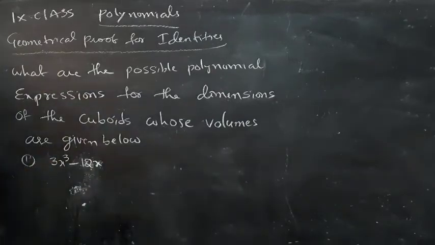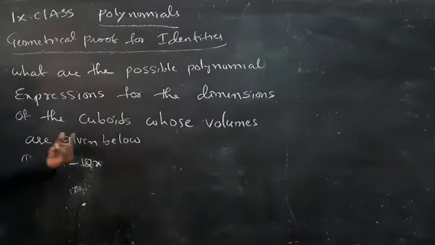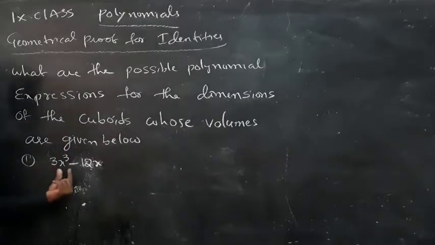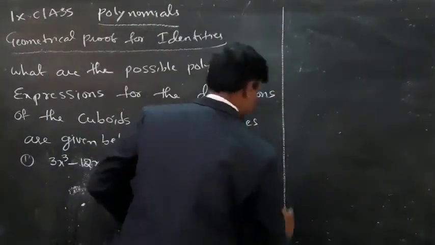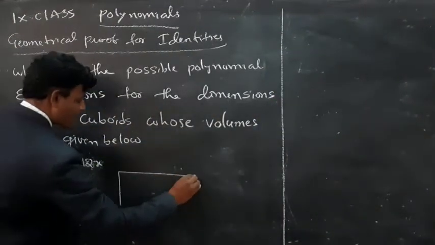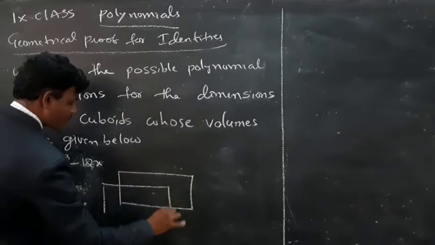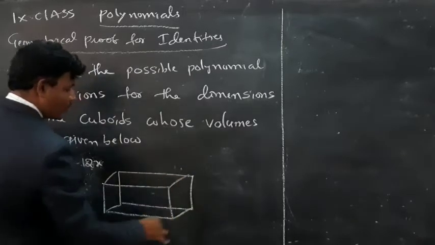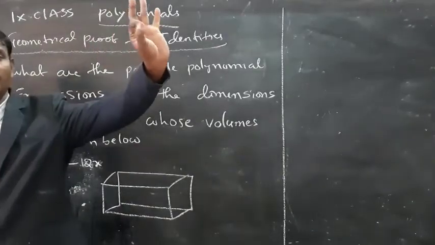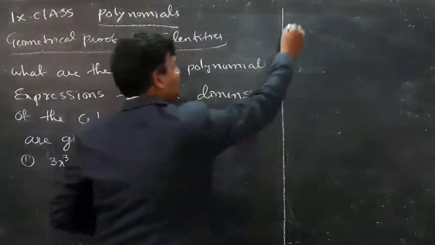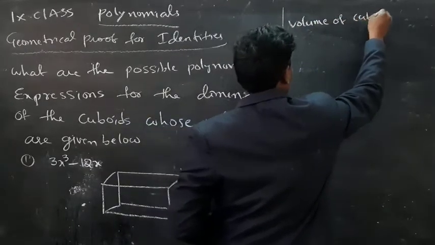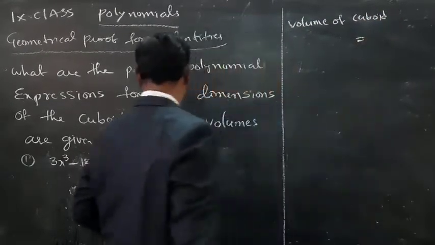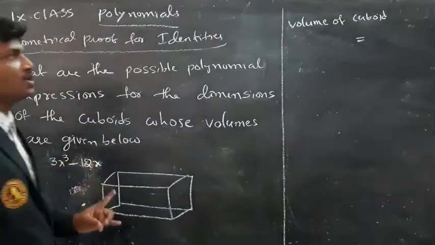Ninth question. What are the possible polynomial expressions for the dimensions of the cuboids whose volumes are given below? So here 3x cube minus 12x is the volume of the cuboid. A cuboid has 3 dimensions: length, breadth and height. What is the volume here? 3x cube minus 12x.